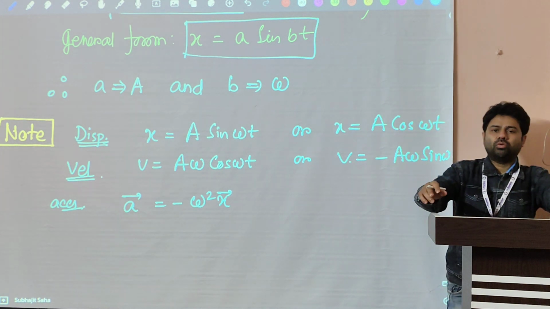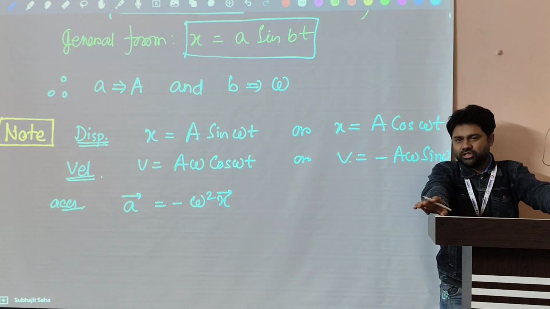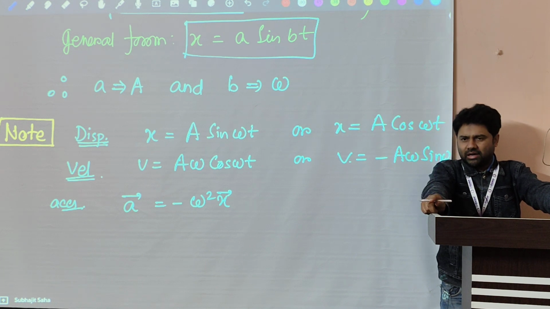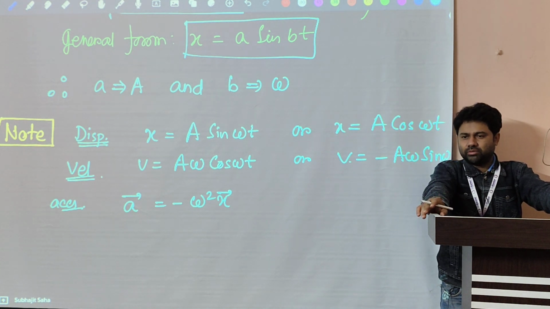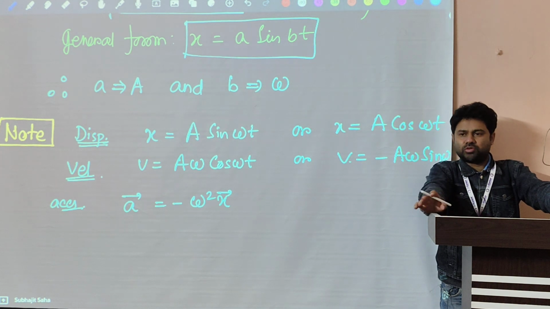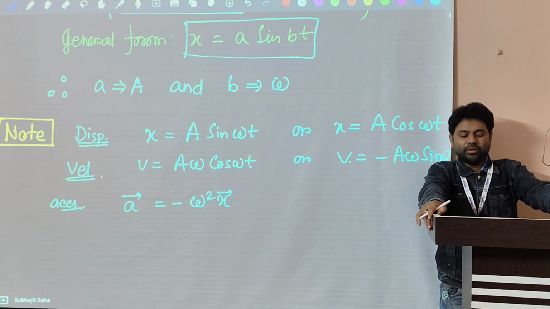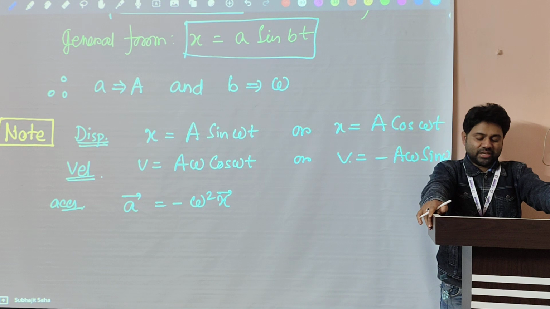So from now on we will use the symbol capital A for amplitude and omega as the angular frequency. Instead of small a and small b, we will use the special symbols amplitude capital A and angular speed or angular frequency omega.